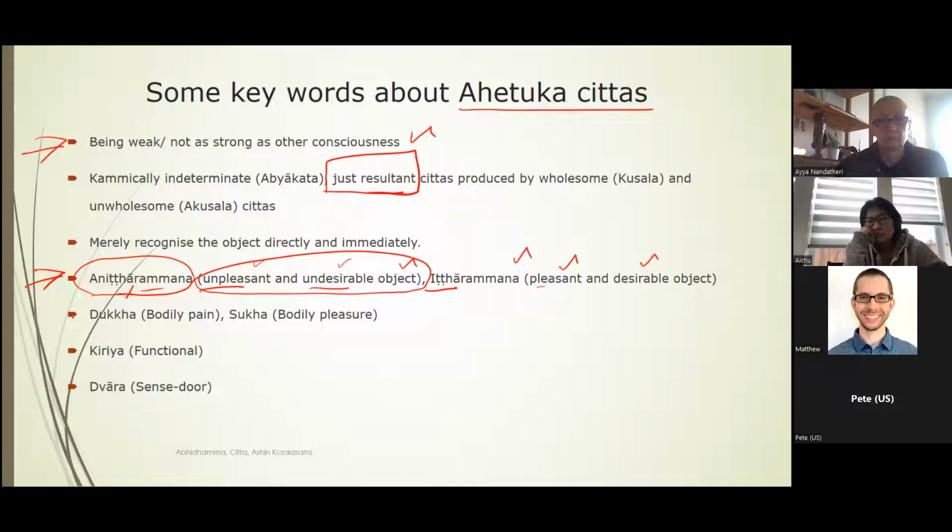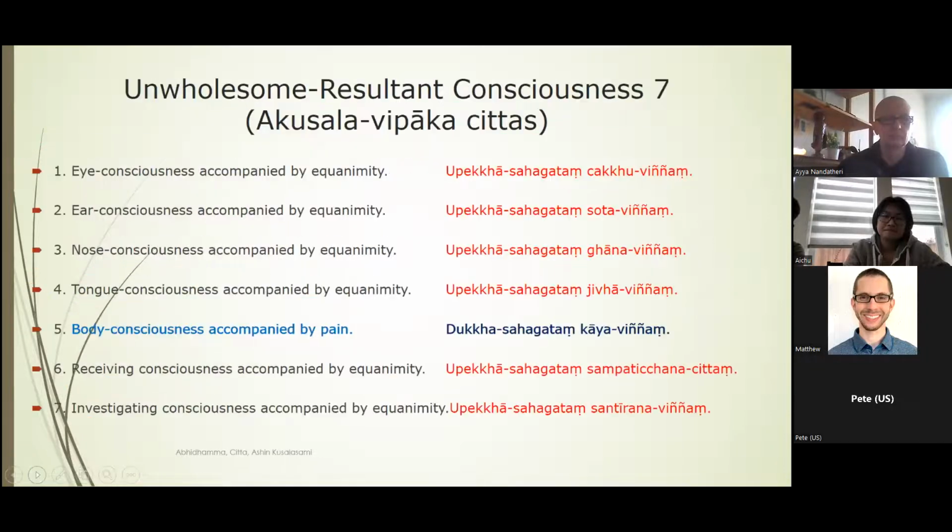And next, dukkha. Dukkha, most Buddhist people already know. Dukkha is bodily pain, and sukha is bodily pleasure. And kiriya means functional, and dvara means sense door. Okay, this is just an introduction, and let me go to the 18 Cittas.